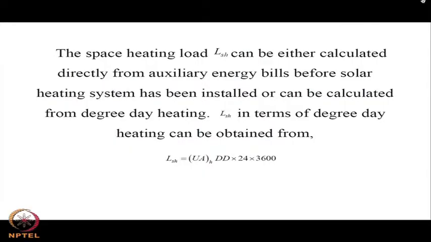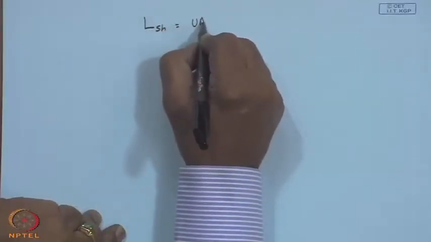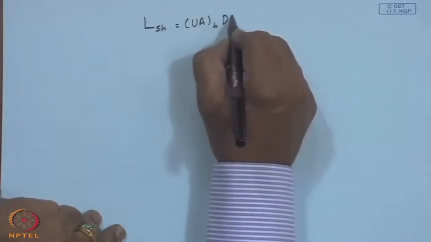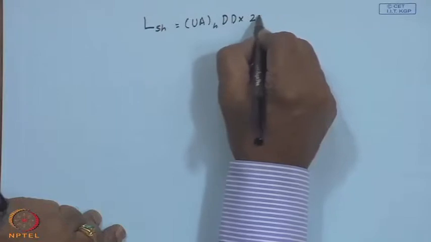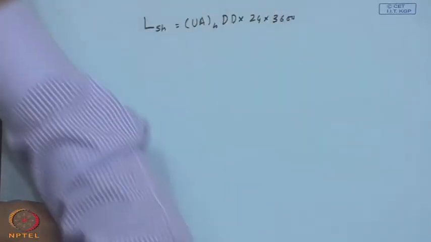So, like we have done for the liquid based systems, either you use the utility bills to get the space heating, or calculate L space heating as UAH, that is the building heat loss coefficient multiplied by degree days, multiplied by 24 into 3600 to make it consistent units.